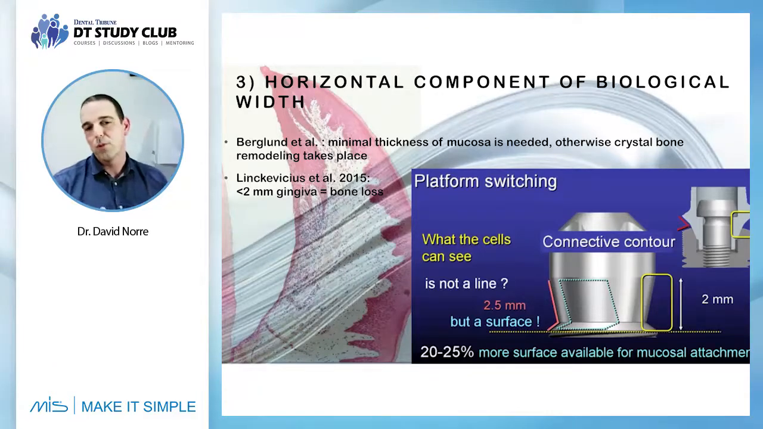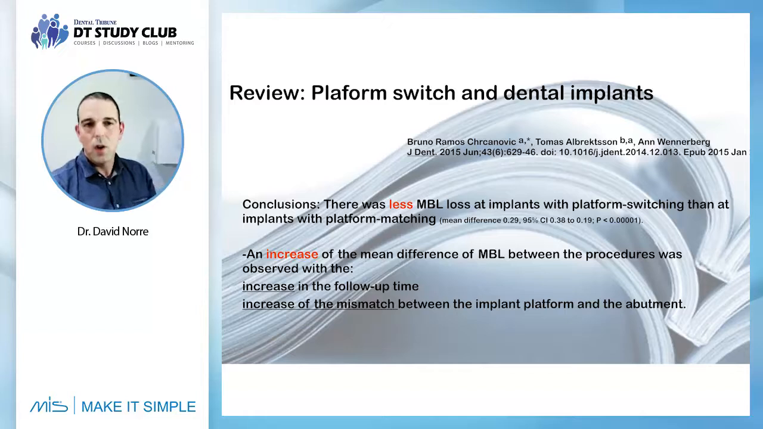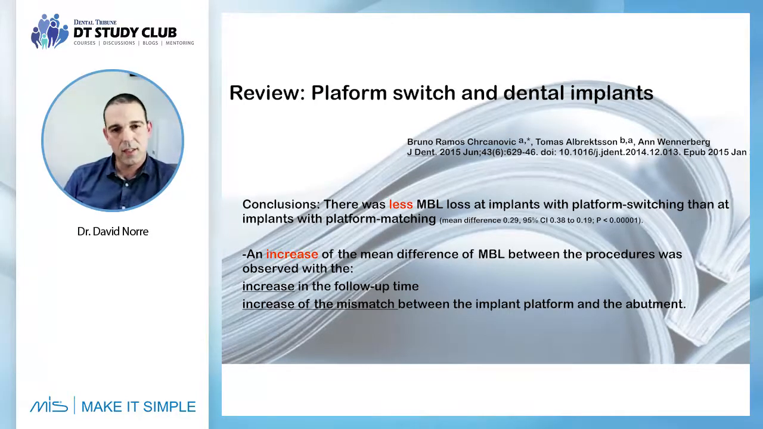So it's very important to use platform shift implants with narrow and thin gingiva types. But is every platform shift the same? Is it enough to have a platform shift? When you see this meta-analysis of Annibali, you have less marginal bone loss with platform shift implants, the same result as previous studies. But he saw that the difference in marginal bone loss between the procedures was bigger with increased time, more than 1 year, and with increased mismatch. So the bigger the mismatch, the more bone you keep. The question that you have to raise is, how big does the mismatch have to be?